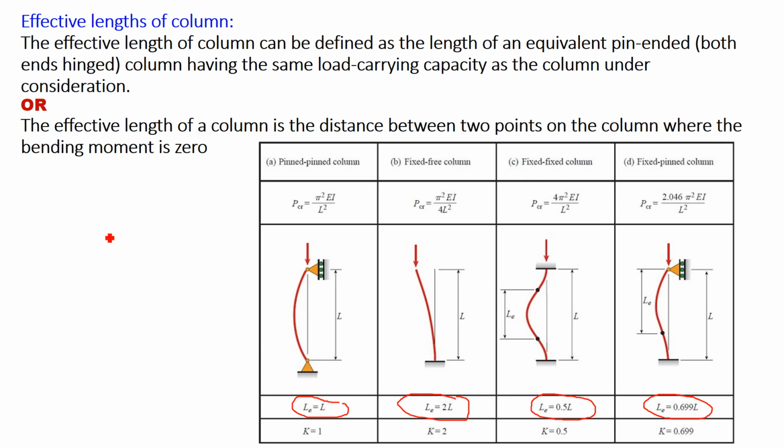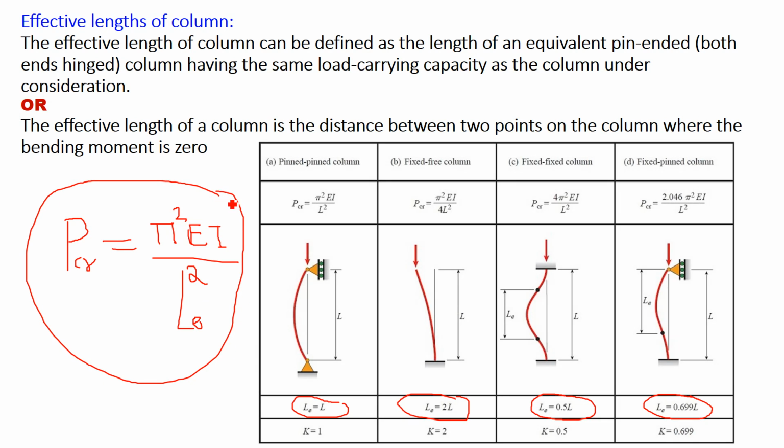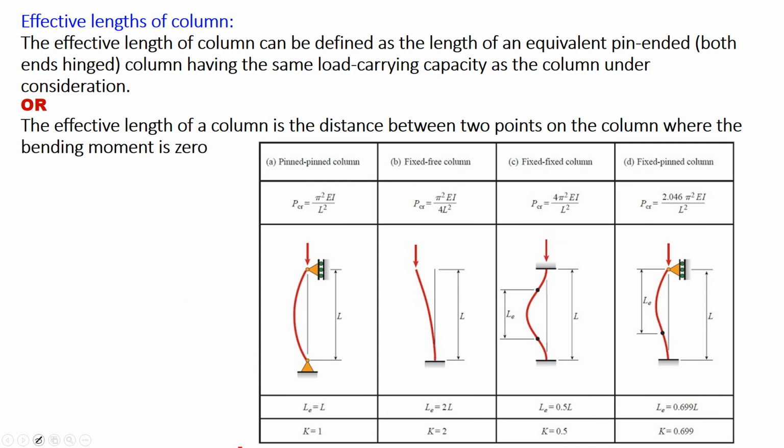And Euler's formula to calculate the buckling load is PCR equal to pi square EI divided by LE square. This is given in all the books of strength of materials. You can refer to that. LE means effective length, squared. This is Euler's formula to calculate the buckling load. This formula is given here for all the boundary conditions: simple ends, fixed and free meaning cantilever, both ends fixed, one end fixed and one end pin. So these are the formulas of effective length which you must remember.